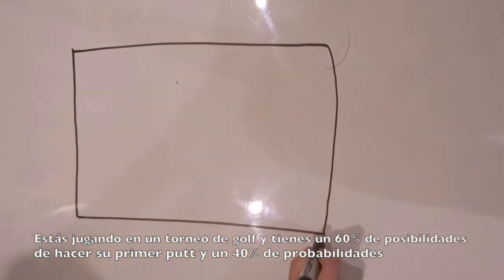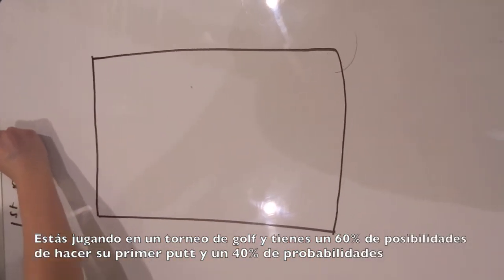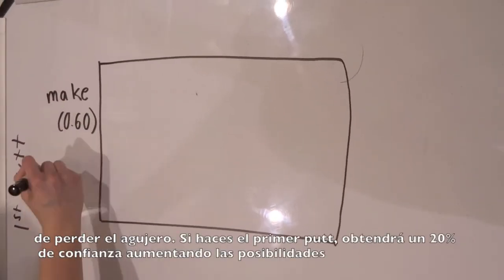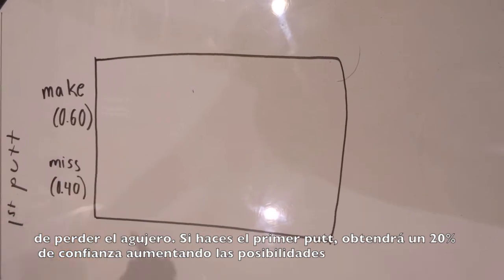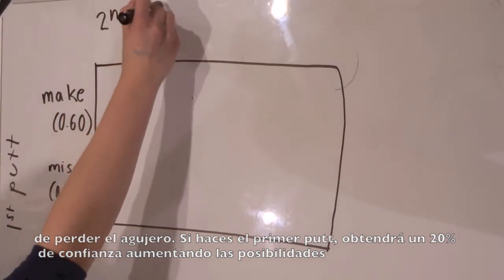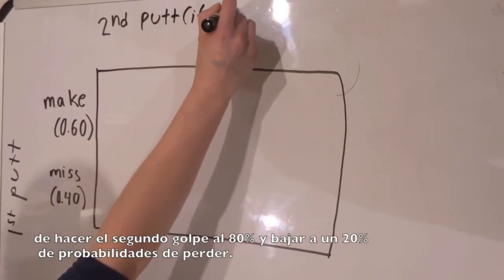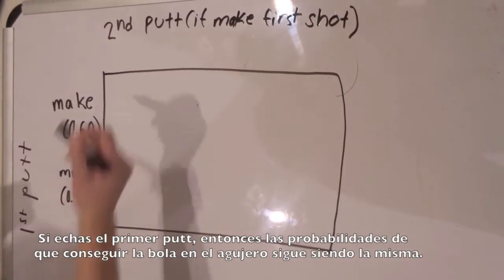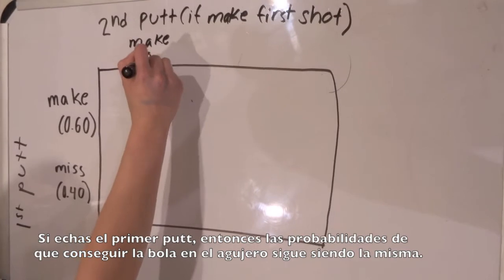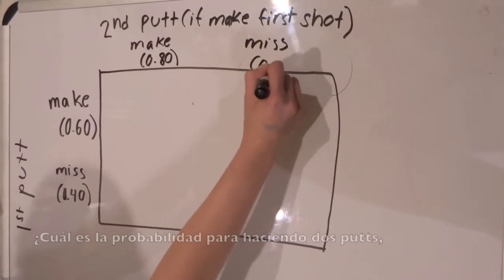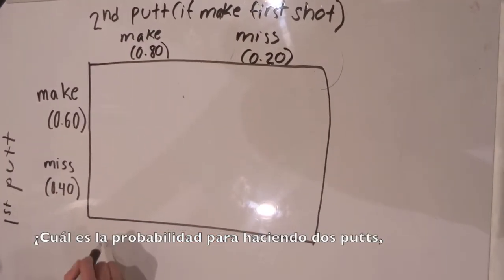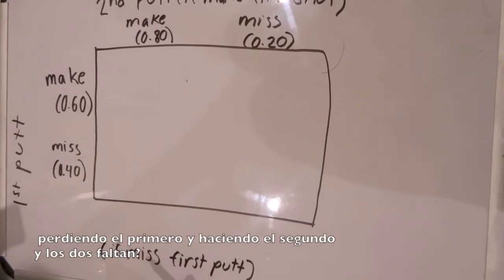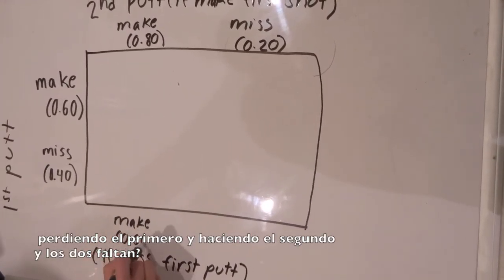You are playing in a golf tournament and you have a 60% chance of making your first putt and a 40% chance of missing the hole. If you make the first putt, you get a 20% confidence boost, increasing your chances of making the second putt to 80% and lowering it to a 20% chance of missing. If you miss the first putt, then the chances of you getting the ball in the hole remain the same. What is the probability for making both putts? Making the first and missing the second, missing the first and making the second, and missing them both.